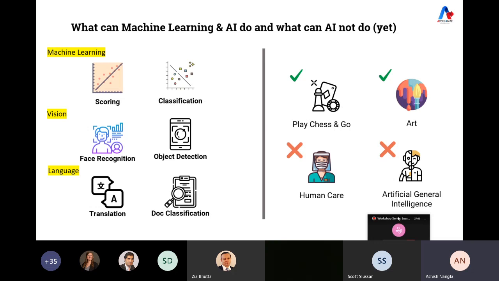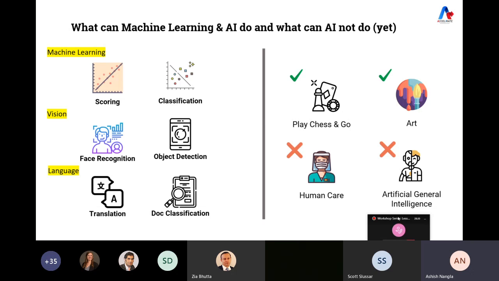So I would say that art can also be done by AI and machine learning. Of course, there are scenarios where there is no human care possible with AI. Also, we have not reached artificial general intelligence, which is what we were expecting, where you have robots that would do pretty much everything and understand what humans do. So those are the kinds of technology limitations, or I would say the scope of technology for machine learning and AI in most of these projects.